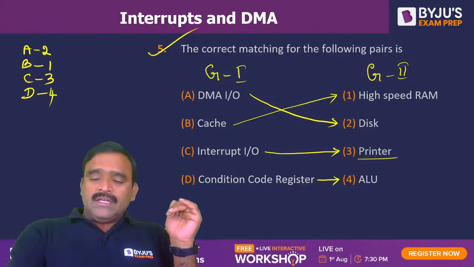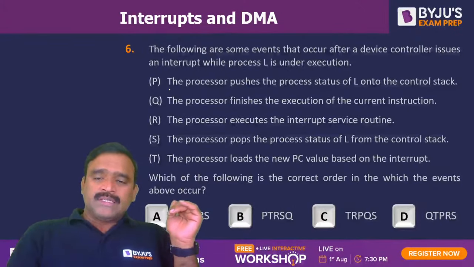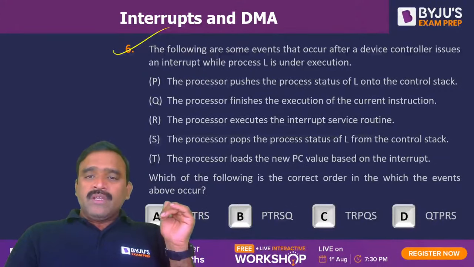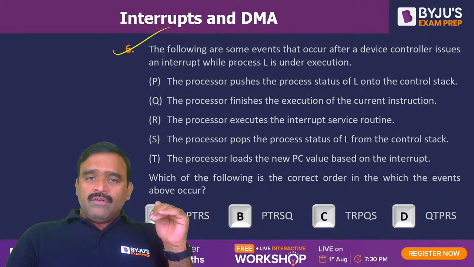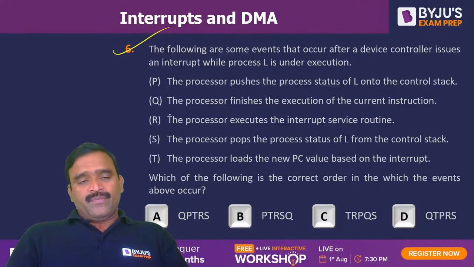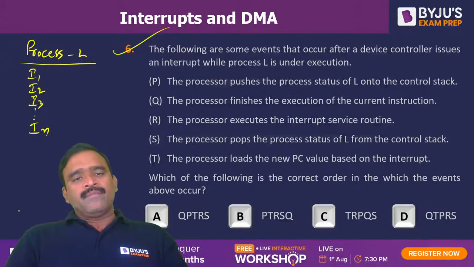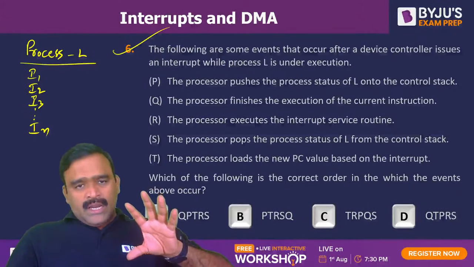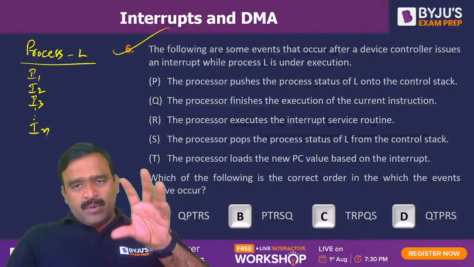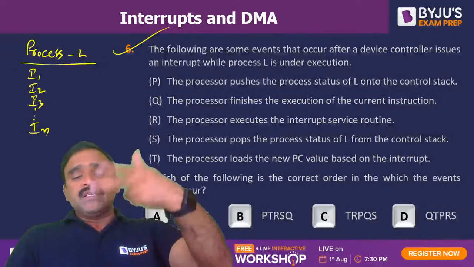Now let's move on to the next question. Question number 6. The following are some events that occur after a device controller issues an interrupt while process L is under execution. For example, process L may contain different instructions like I1, I2, I3 and so on, up to IN. Randomly, five points P, Q, R, S, T are given. You have to arrange these five points in a sequence.